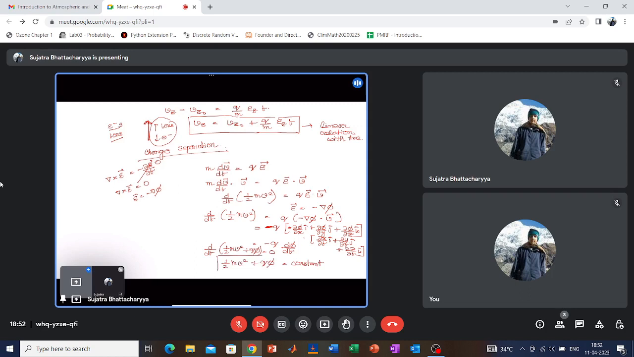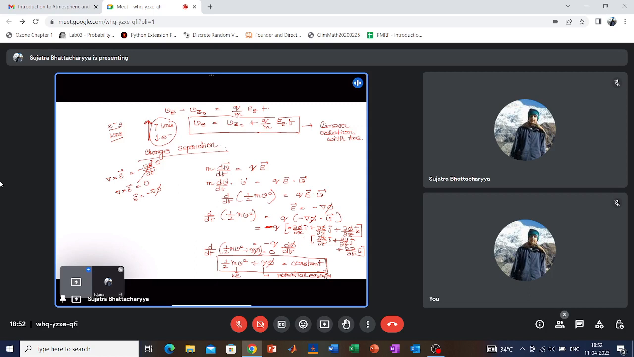So this qφ is the electrical energy and half mv squared is the kinetic energy. qφ is actually the potential energy, I would say. In electrostatics, this is the potential energy. Okay. So what conclusion are we drawing from here?